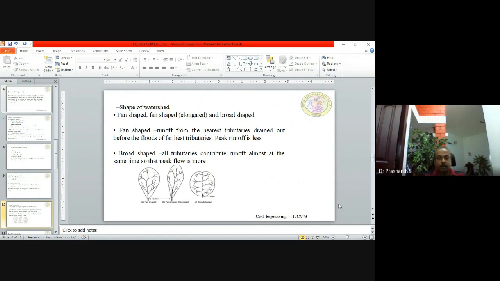Whereas in the broad shape, all tributaries contribute runoff almost at the same time, so the peak flow is more in this case. So the size of the watershed also plays an important role, and even the shape of the watershed will have an impact on the runoff.